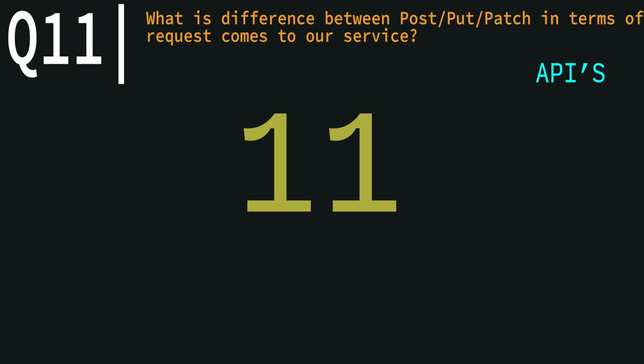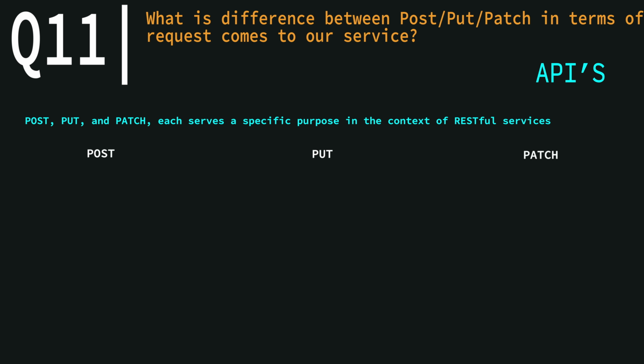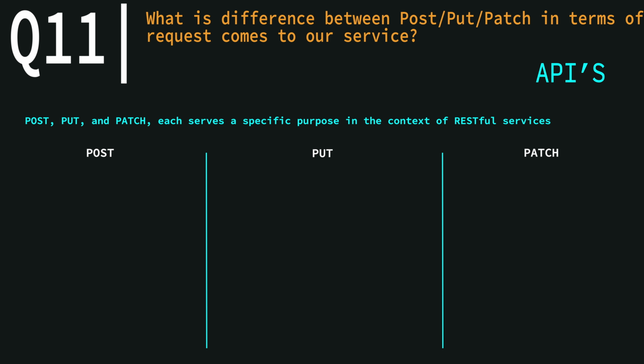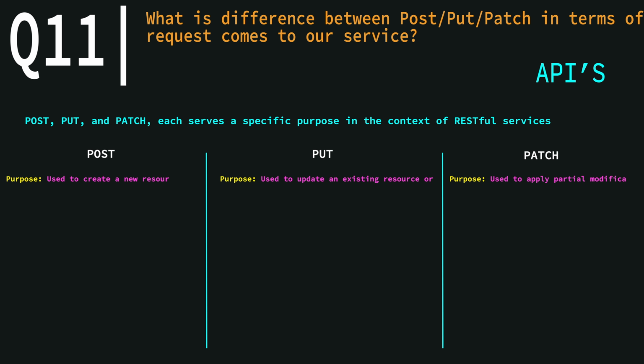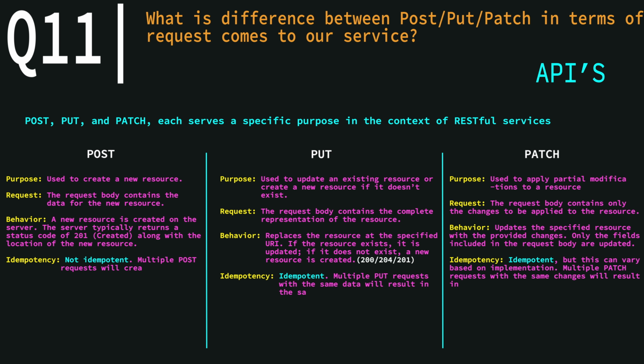Now let's move to the next question, and this question is again from APIs. What is the difference between POST, PUT, PATCH in terms of requests coming to our service? So POST, PUT and PATCH methods each serve a specific purpose in the context of RESTful API services. If you are a Java backend developer or a web developer, definitely you would use these methods at least once, right? So let's go through the differences of these methods.